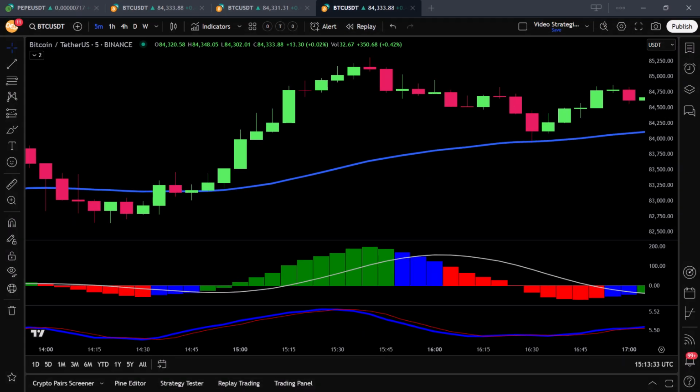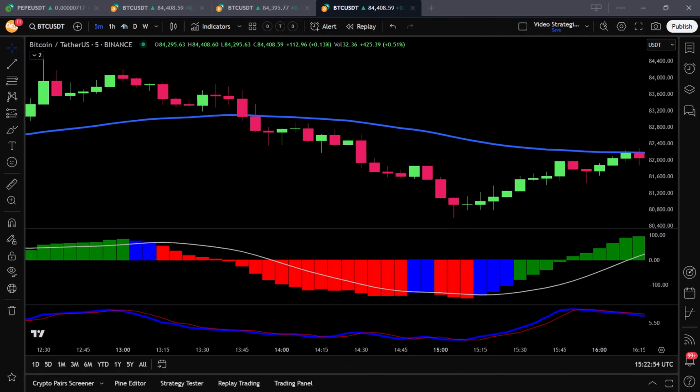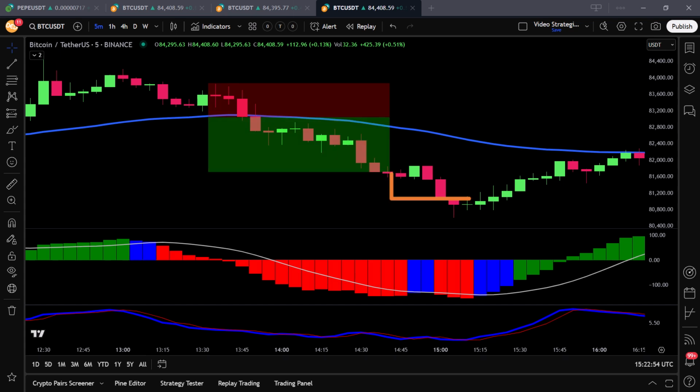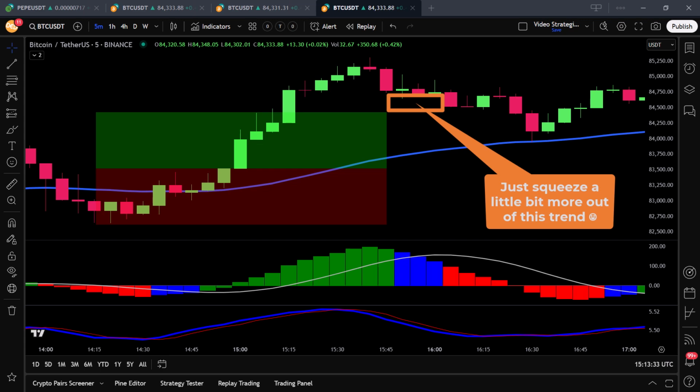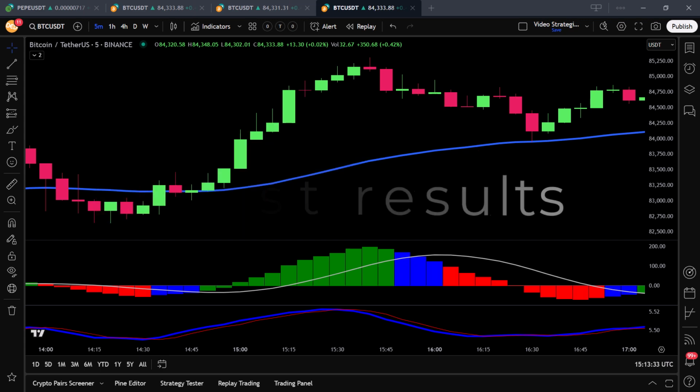For long trades you should exit when the linear regression crosses below its signal line, and for short trades you'll exit when the linear regression crosses above its signal line. If you exit too early, you will leave money on the table, but if you exit too late, your profits will disappear. But now let's go into the most exciting part, the results.